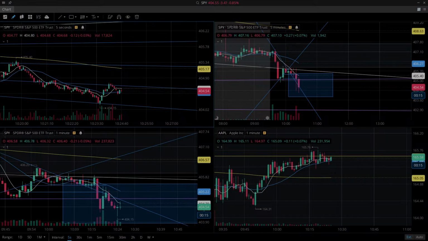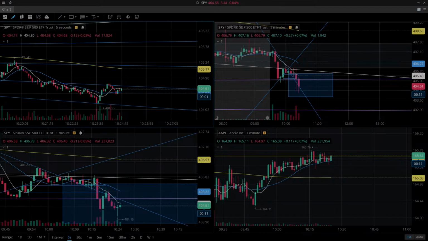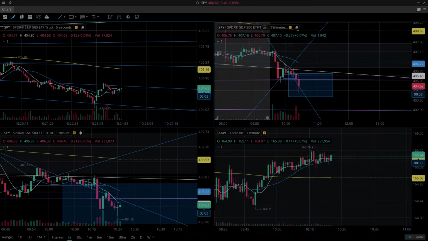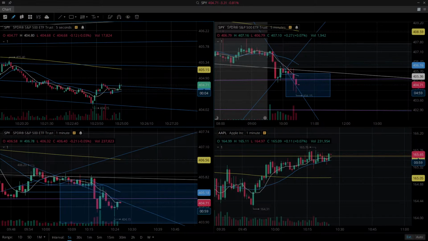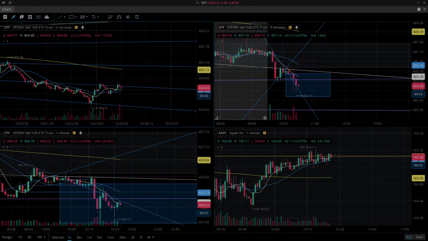How much is Rhythmic data? It's included in your Apex eval. Your Apex eval fee includes your data. Do you know the packages? I don't know any of that. I went under just briefly.